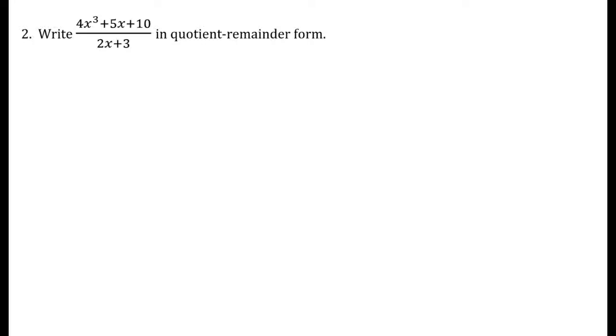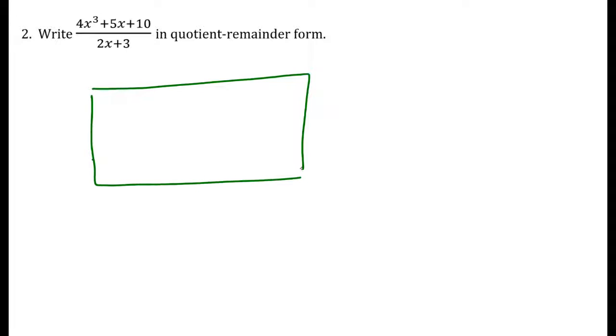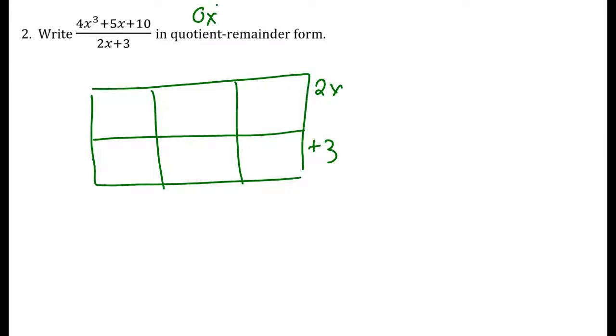Write this quotient in quotient remainder form. I'll do reverse tabular. If you're a long divider, you're going to use the same process. The divisor is 2x plus 3. Notice that you're going to need some kind of placeholder. You're going to need a 0x squared term, regardless of which way you do this.